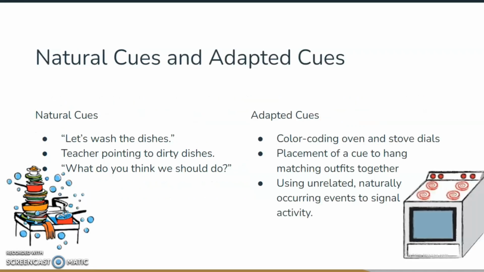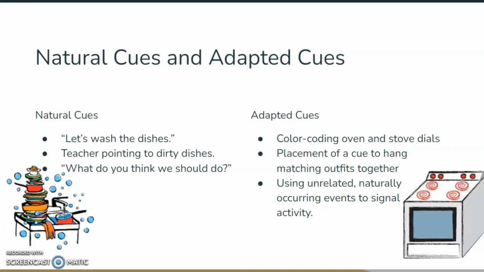Natural cues and adapted cues. So natural cues might include, "Hey, let's wash the dishes." That would be an instructional prompt. Or the teacher may actually just look or point to the dirty dishes in the sink as a cue for the student to maybe start cleaning up the dishes. Or they might say, "What do you think we should do next when the activity is over?" Such as maybe they're done eating and the teacher should say, "What do you think we should do now?"